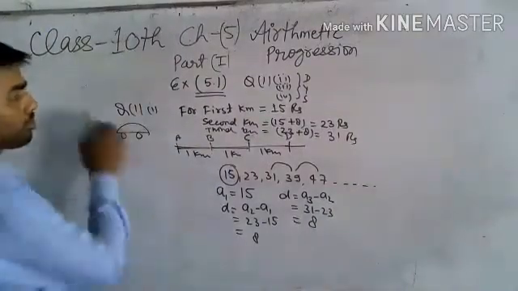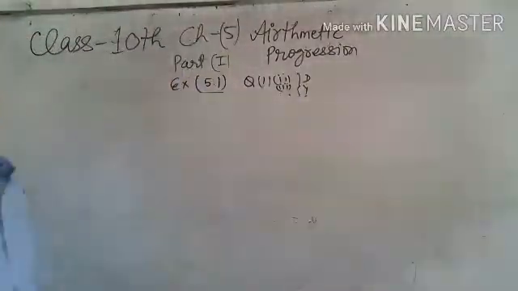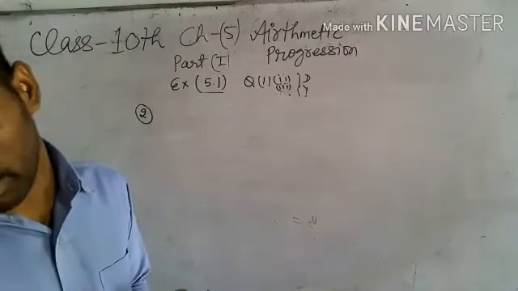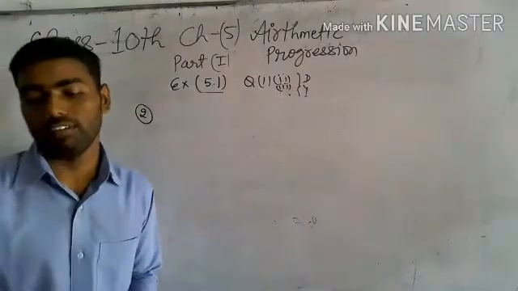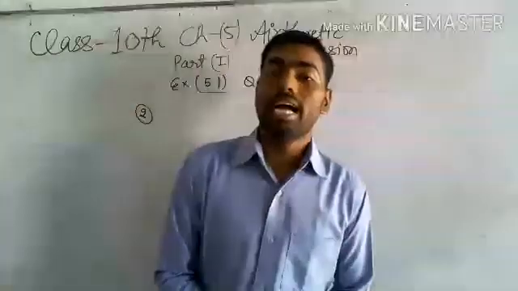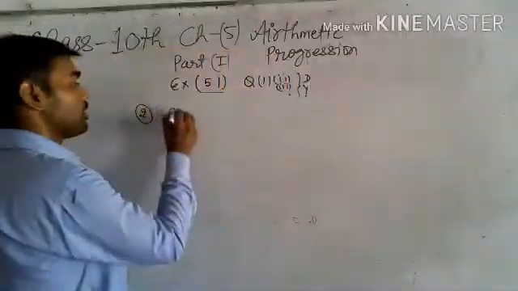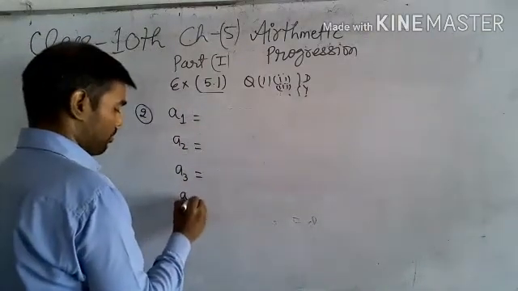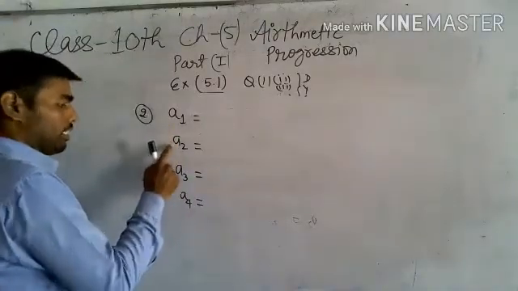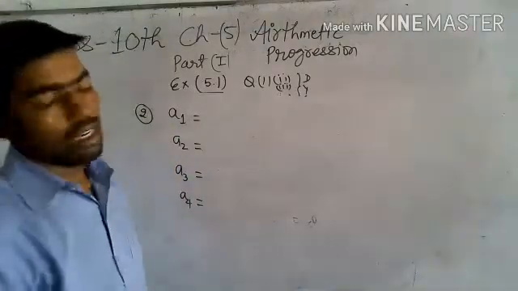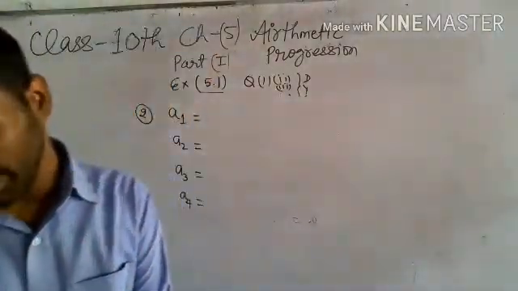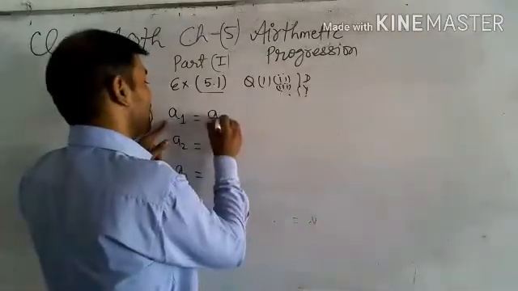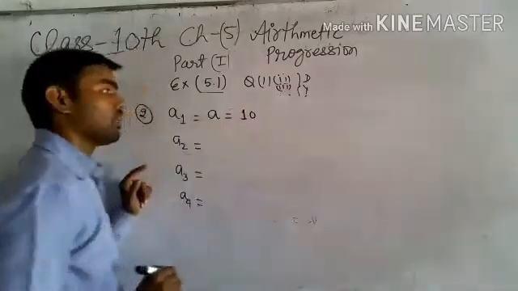Question number 2: write 4 terms of an AP when the first term a and common difference d are given as follows. Here we write 4 terms, it means a1, a2, a3, a4. This is the first term, second term, third term and fourth term. Now the first term a and common difference d are given as follows. It means the first term a is equal to 10.